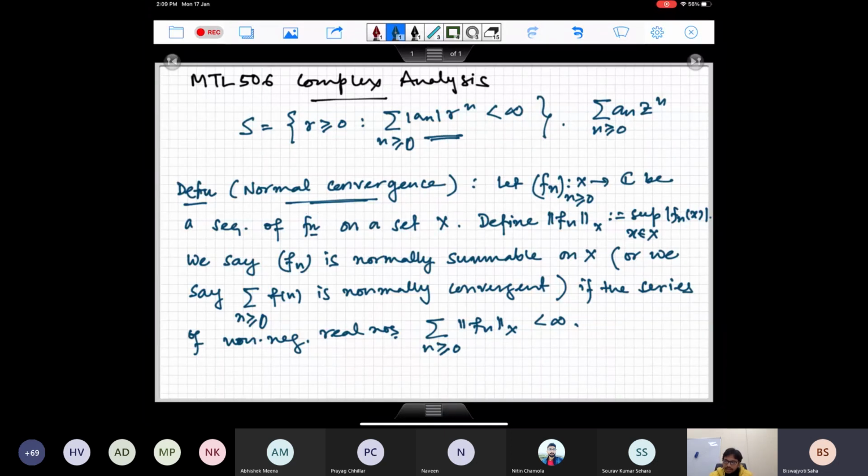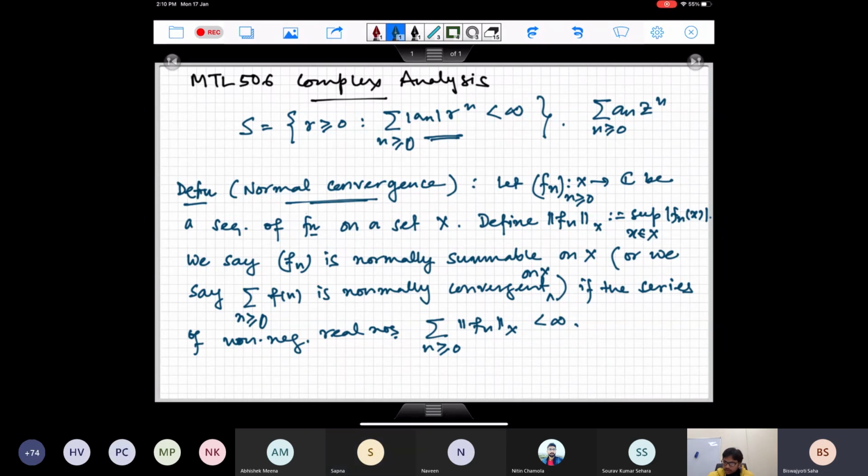It's saying that I have a sequence of functions on a set, and by norm we mean the supremum of the absolute value of fn of x. Then I call the summation over n bigger than or equal to 0 of fn normally convergent on X if the series of non-negative real numbers, the norms of the fn's, is convergent. Is the definition clear?